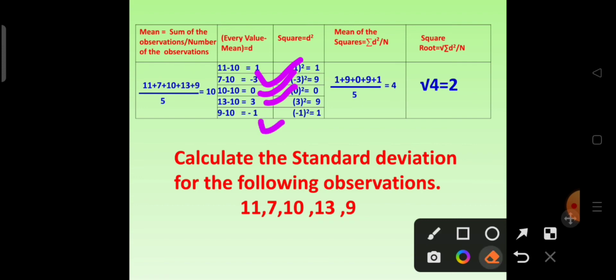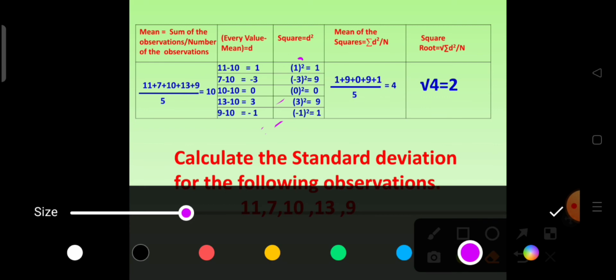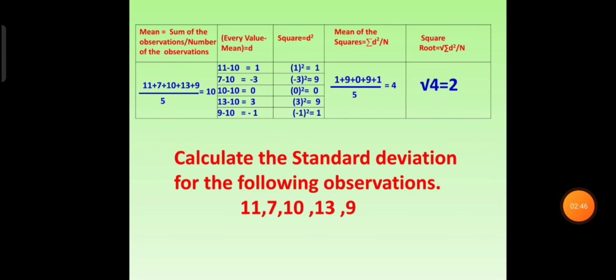The next step is to find out the square values of these differences. That is the third step. If we square the 1 we get 1, and if we square the minus 3 we get 9, and on squaring 0 we get 0, and on squaring the 3 we get 9, and on squaring the minus 1 we get plus 1. Like that we get the square values. So the square value of the differences is the third step, and the fourth step is to get the mean of these squares of these differences.